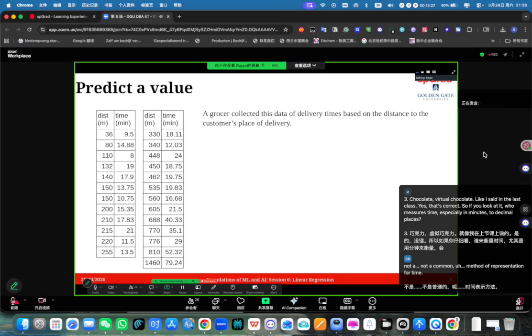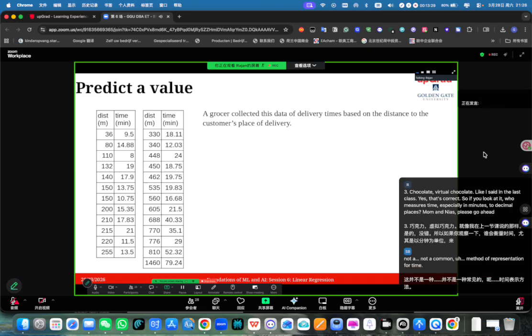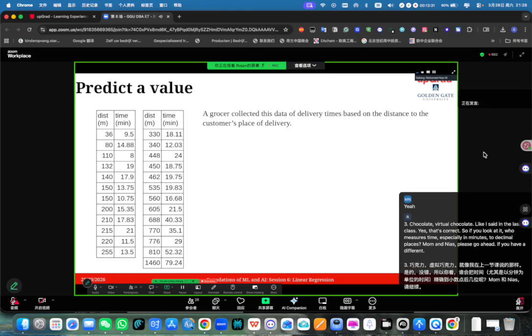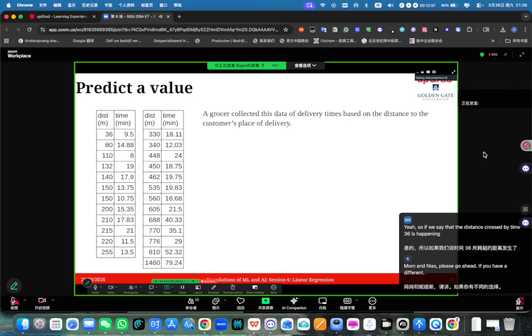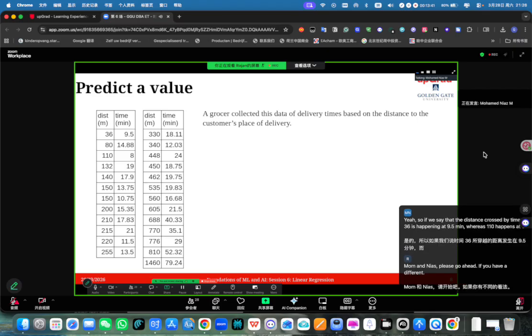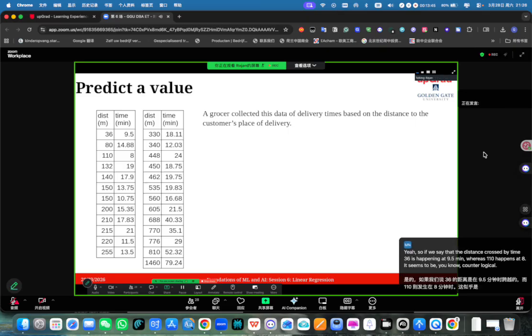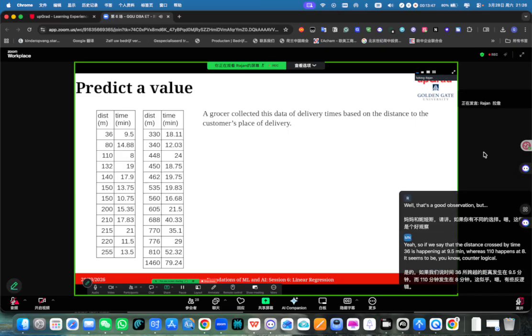Mohammed Niaz, please go ahead if you have a different view. If we say that the distance of 36 is covered in 9.5 minutes, whereas 110 happens at 8, it seems counter-logical. Well, that's a good observation, but it is actually possible. Think about this.